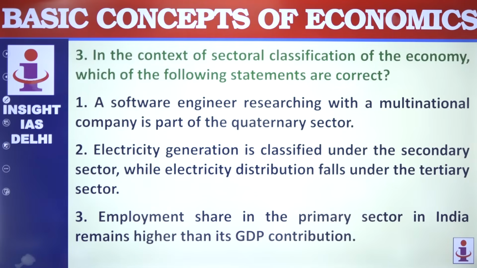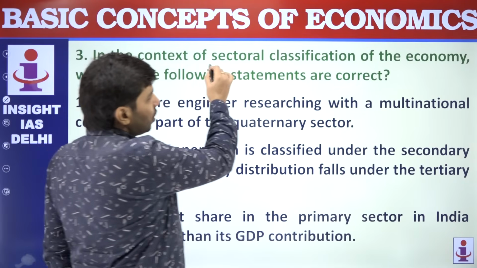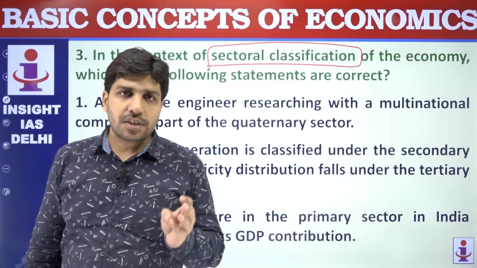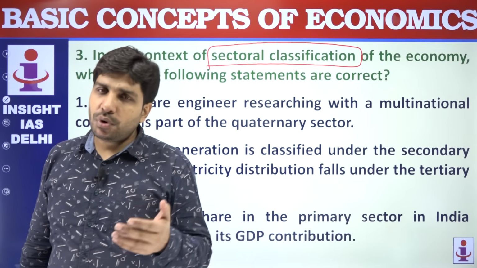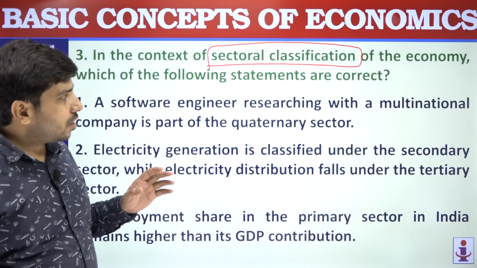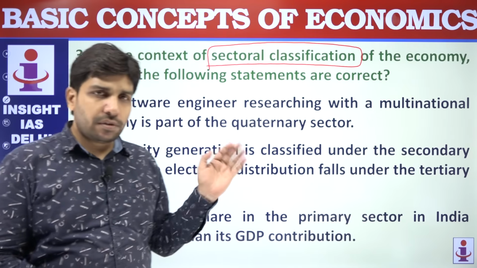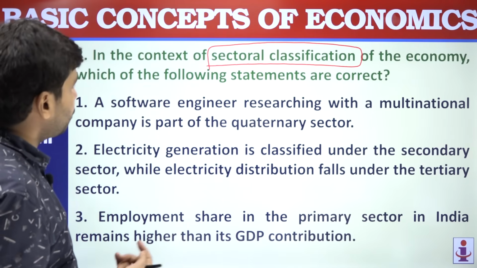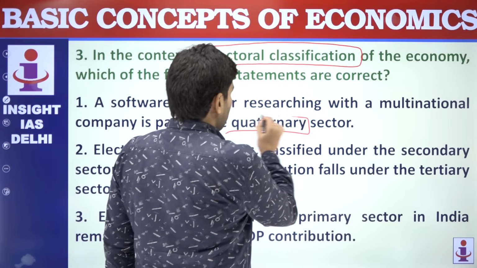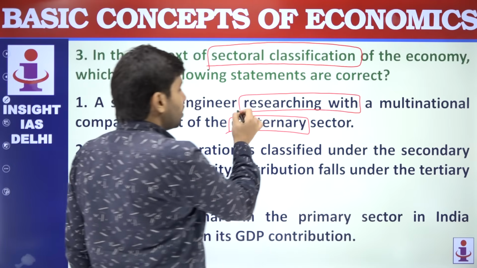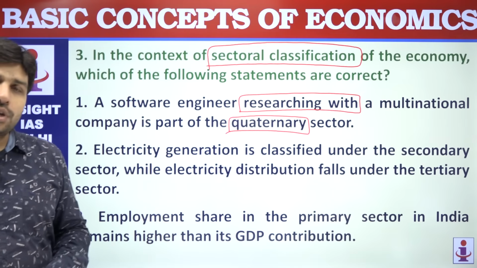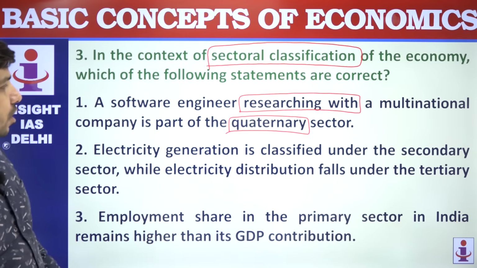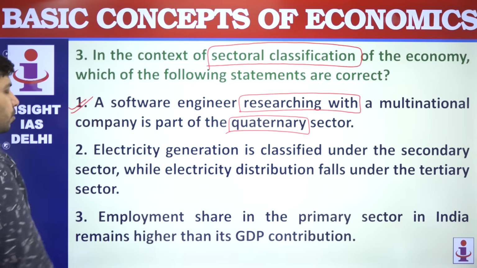Next question is regarding sectoral classification. Sectoral classification of the economy basically comprises three: primary sector, secondary sector and tertiary sector. But there is one more actually, the quaternary sector, an advanced version of the tertiary sector. We will be discussing it in a while. A software engineer researching with a multinational company is part of the quaternary sector. Research activities, information technology services, high-end services come under the quaternary sector. So this first statement is correct.